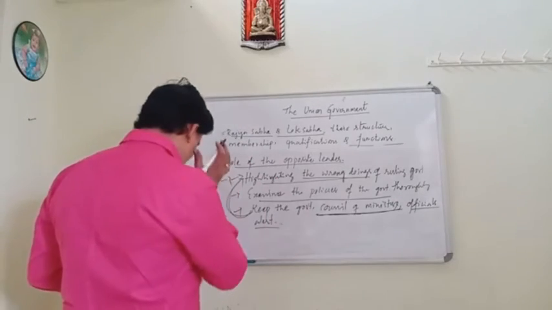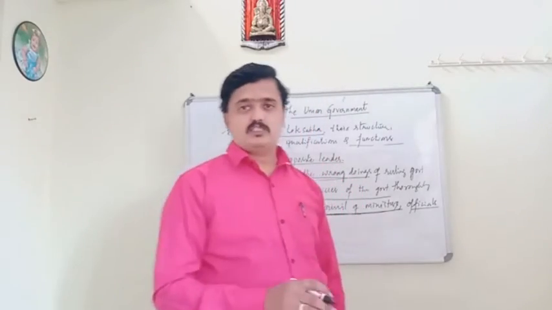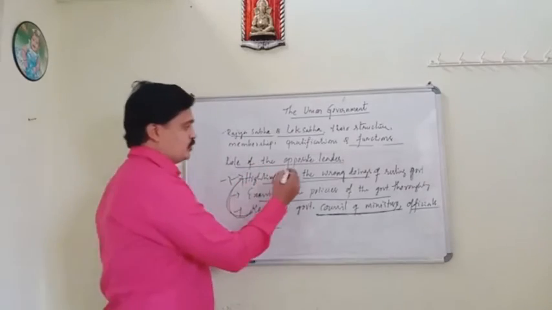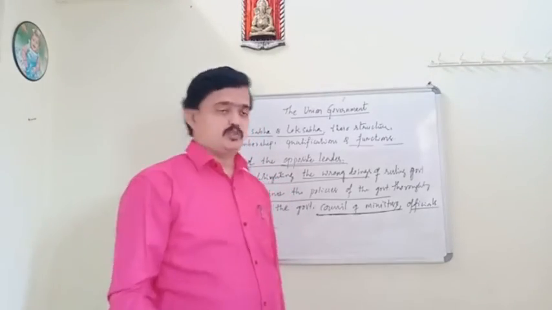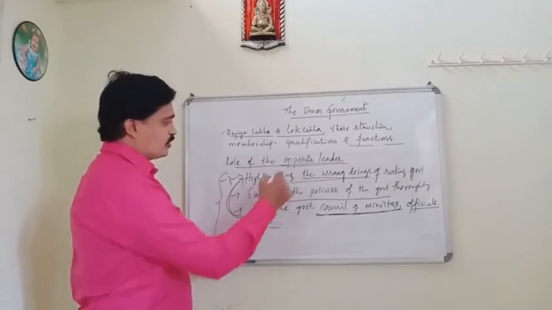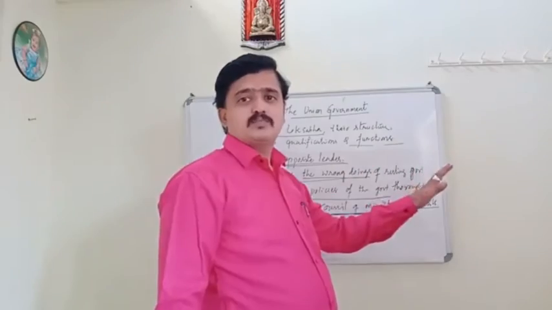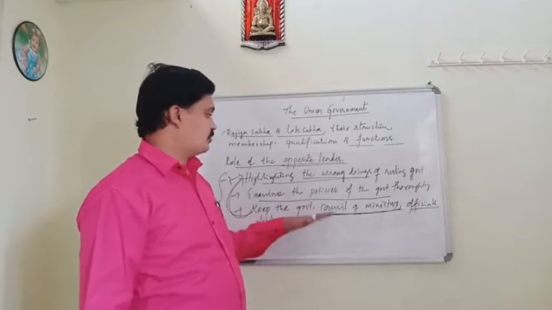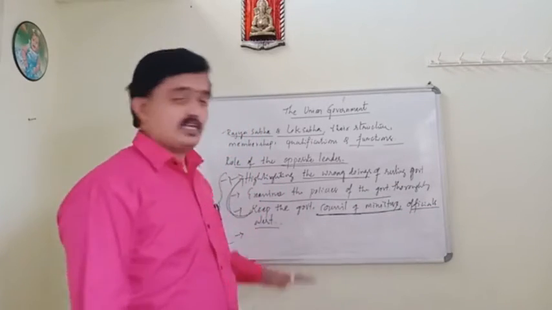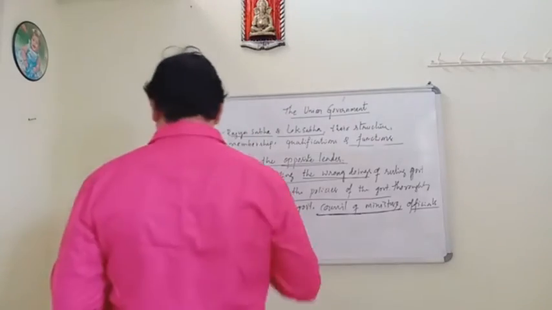Okay. And also, he has a respectable position in the legislature. The opposition leader is also having a respectable position in the legislature here. So these are the role and work of the opposition leader: highlighting the wrongdoings of the ruling government, examining the policies of the government thoroughly, and keeping the government, council of ministers and officials alert. And he is also having a respectable position in the legislature. So this is about Rajya Sabha and Lok Sabha.